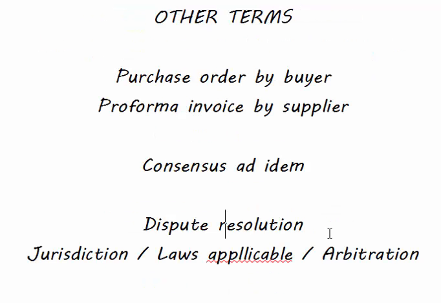Now, we need to have a consensus ad idem. Consensus ad idem means the parties should agree upon the same thing in the same sense, understand it in the same way. Both of them should look at a particular point from the same angle. If this is not there, if they are not able to have a consensus, then there will be disputes. In case there is a dispute, it has to be resolved. If it has to be resolved, what is the jurisdiction that they think about? In which court of law will they go, and what are the applicable laws? Is it English law?